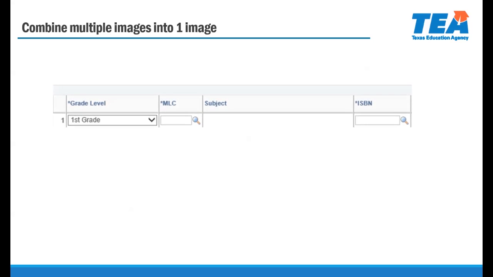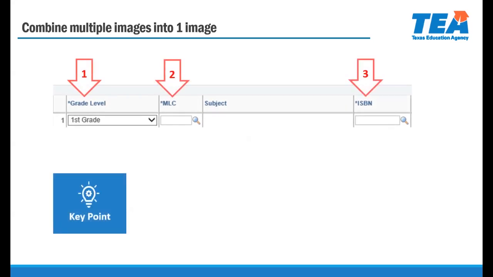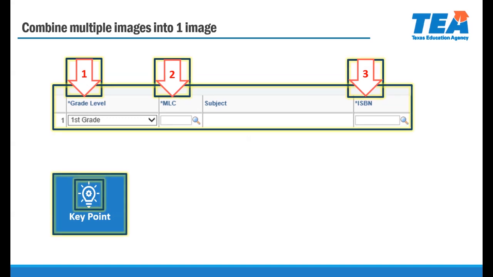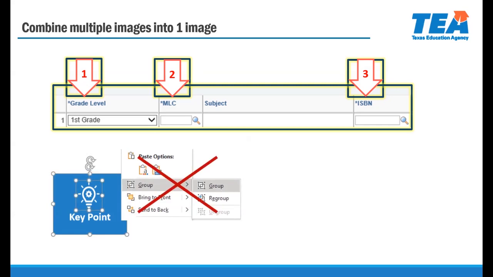Combine multiple images into one image. Sometimes adding shapes to images or a combination of different objects put together can help you create the visual you need. However, screen readers encounter all the images that make up that one object. If you group all the images as one, each image will still need alt text or be marked decorative.